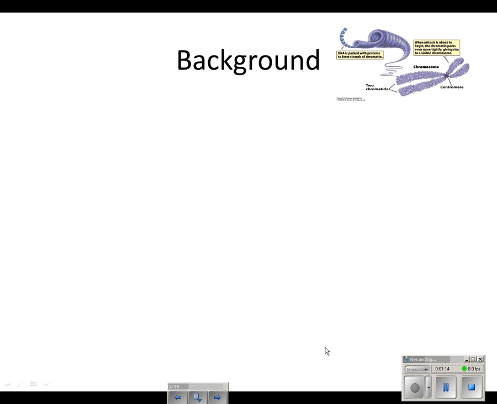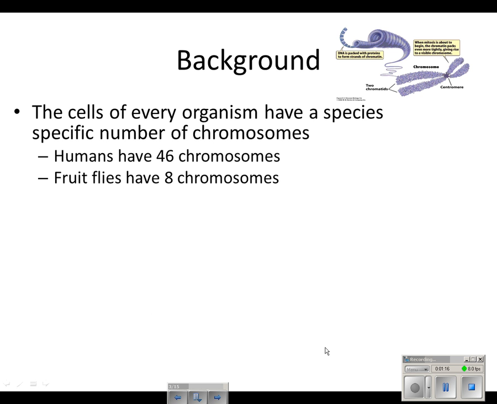So let's do a little background information. The cells of every organism have a species-specific number of chromosomes. Humans have 46 chromosomes and fruit flies have 8. So every organism that we look at, depending on species, will have a set number of chromosomes.